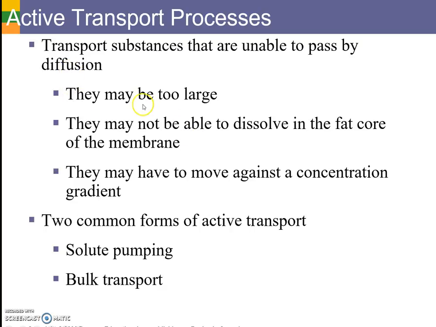There's a couple of different reasons. One thing, they actually may need to go, instead of with the concentration gradient, from higher to lower, they actually may need to go from lower to higher. In other words, they need help going in a direction that they wouldn't normally go, and that help is in the form of energy, and that energy is in the form of ATP.